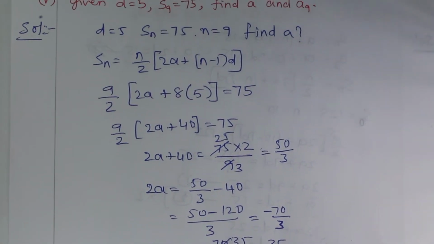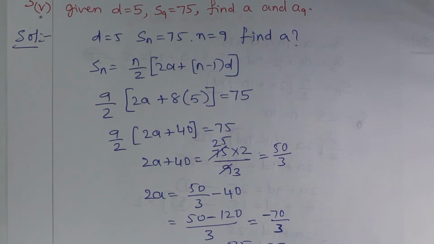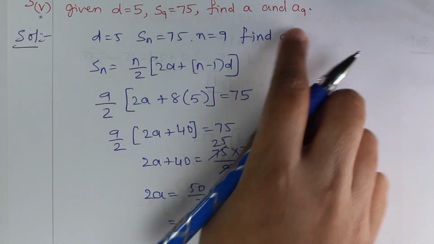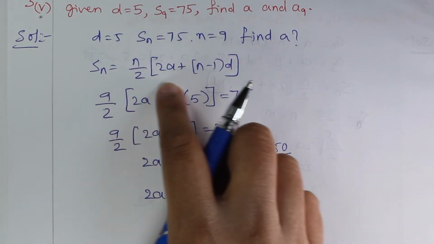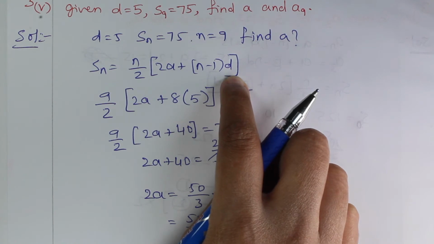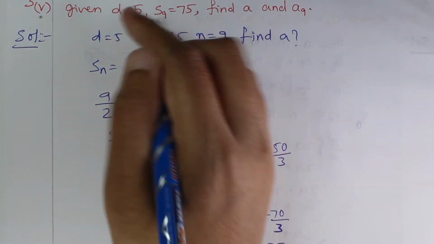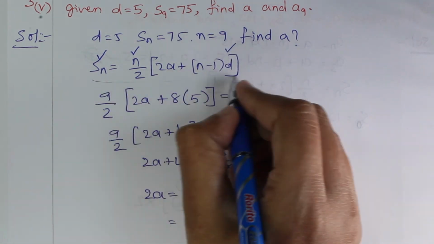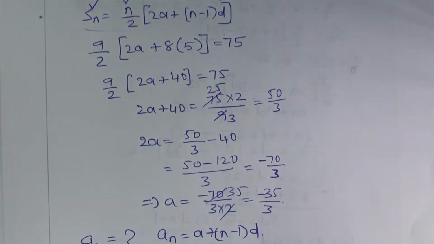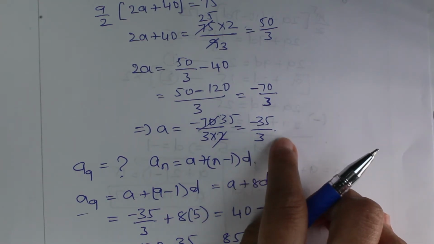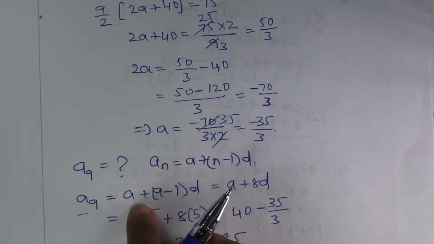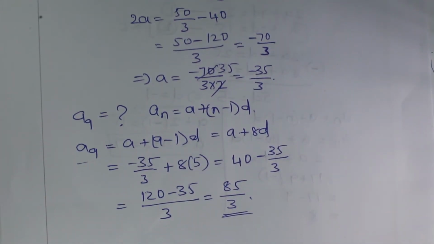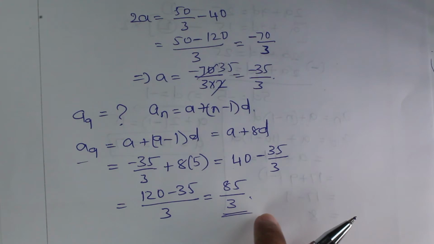He has given the values of common difference and S9, and we have to find out the value of a and a9. For finding the value of a, I have used the formula Sn is equal to n by 2 into 2a plus n minus 1 into d. Here we know the value of Sn, n and d. So from this equation I found the value of a as minus 35 by 3. Now a9 will be a plus 8d. So I have substituted the values of a and d and got the value of a9 as 85 by 3.